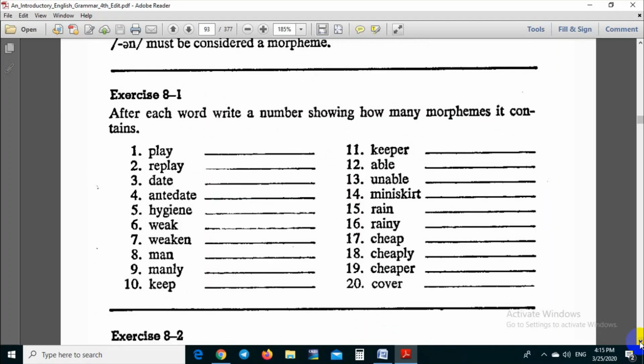Let's see exercise 8.1. After each word, write a number showing how many morphemes it contains. So here you need to know how many morphemes are in each of these 20 words. For example, number 1, play, consists of 1 morpheme, while replay consists of 2 morphemes. Again, by applying the criteria, we can decide how many morphemes are in each word. Number 3, date, for example, 1 morpheme, antidate, 2 morphemes, etc.